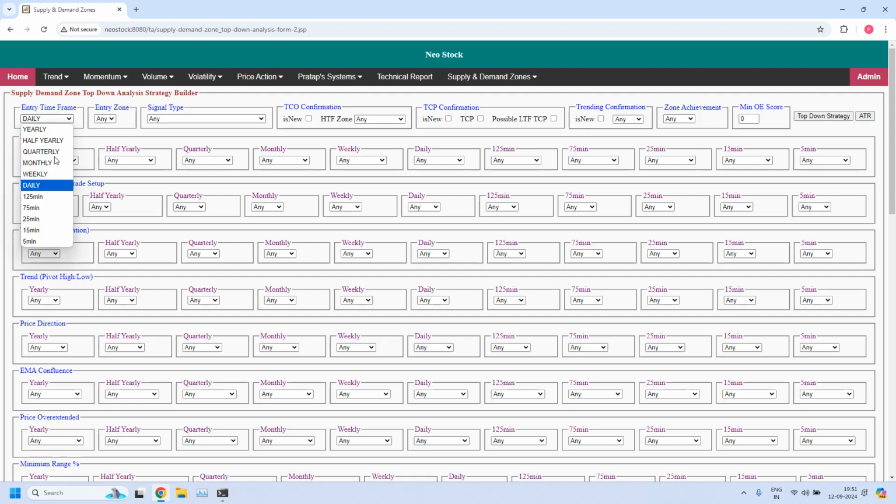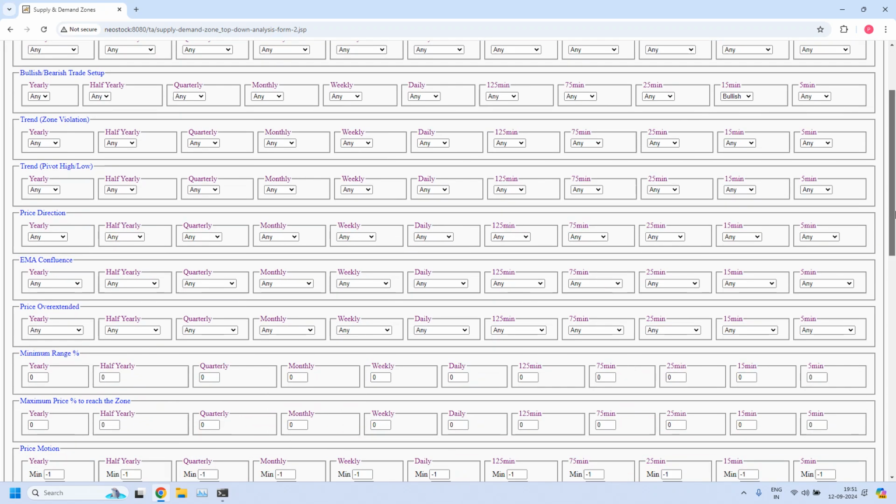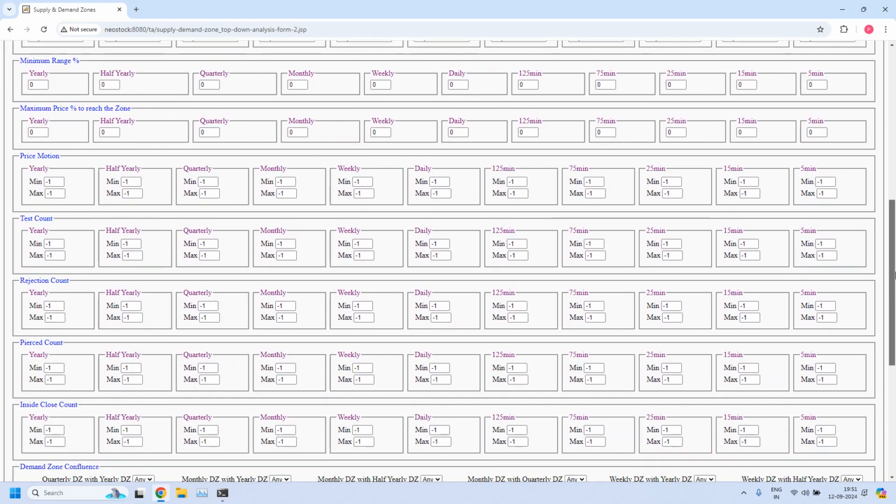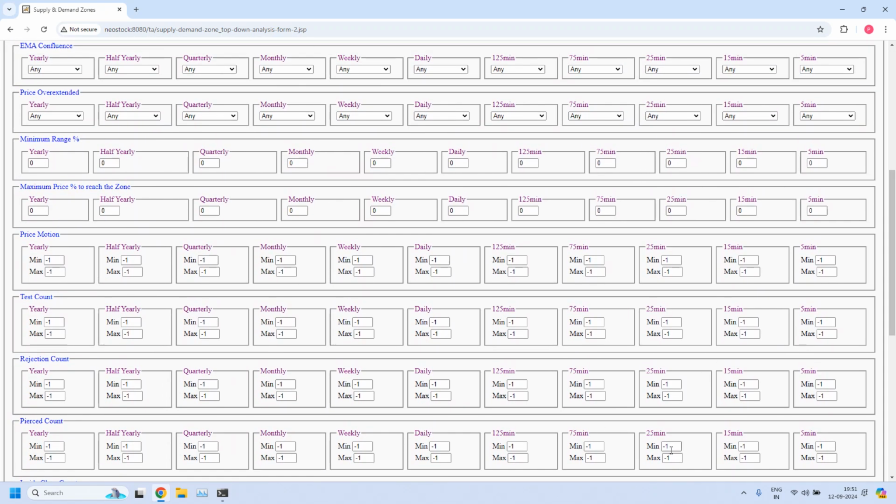Next, let us look for bullish trade setup for daily income trade. For daily income trade, entry time frame is 15 minutes. Entry zone is demand zone. In bullish or bearish trade setup at 15 minutes, I am selecting bullish. The 15 minutes demand zone should not be pierced. So in the pierced count, at 15 minutes time frame, I am setting minimum value 0, maximum value 0.